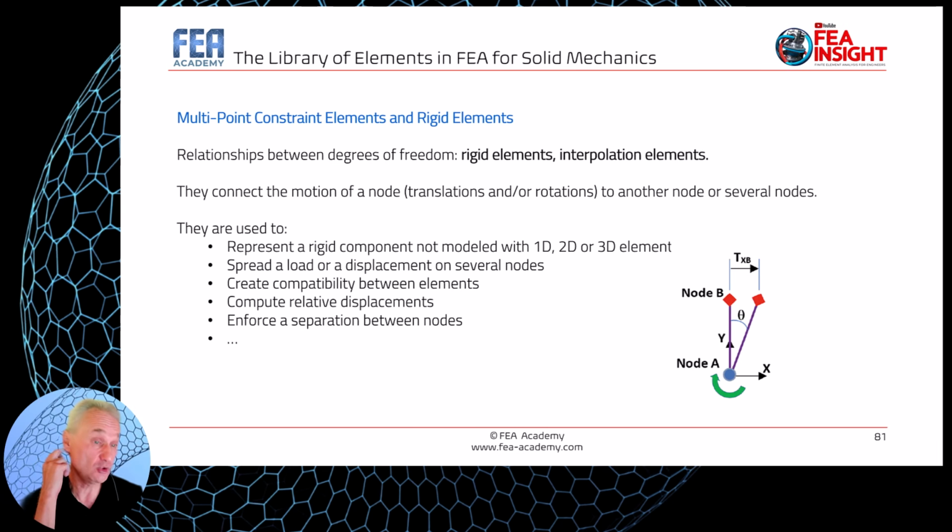They are typically used to represent a rigid connection not modeled with a 1D, 2D, or 3D component, or also to spread a load or a displacement on several nodes. They create compatibility between elements, and it's very useful when you use elements having very different degrees of freedom capabilities, to restore the compatibility between elements. They are also used to compute relative displacement or to enforce a separation between nodes. So you can see all the details about those elements in the FEA Academy courses.